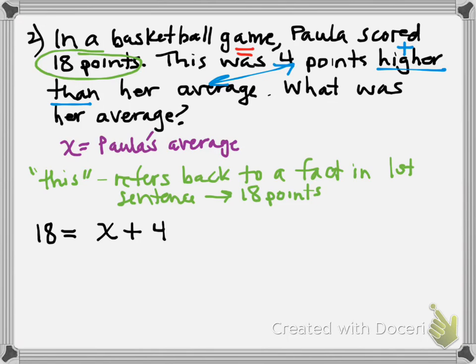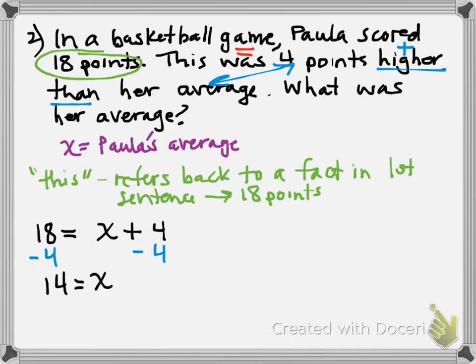So what am I going to do to get X alone? Subtract from both sides. What am I going to subtract from both sides? 4. Okay, so I'm going to subtract 4 from both sides, 14, and I get 14 equals X. Now, if this was a regular equation, I would have to do one more thing, and I have to rewrite it as X equals 14.